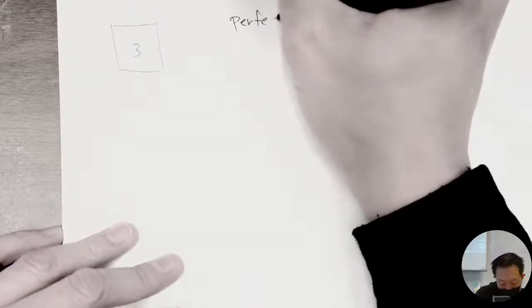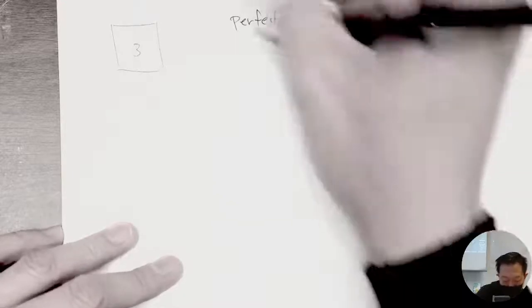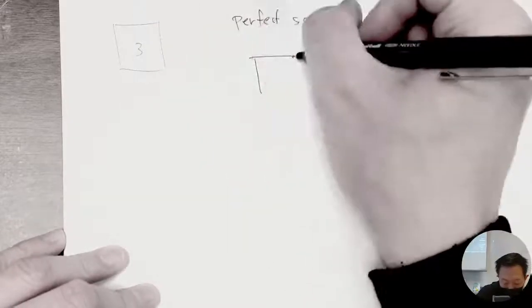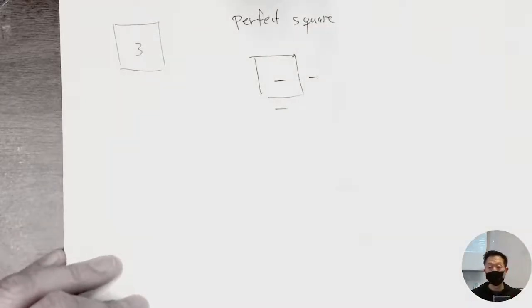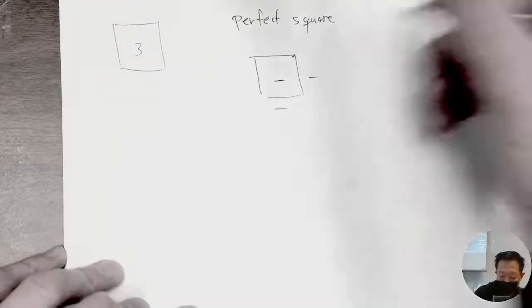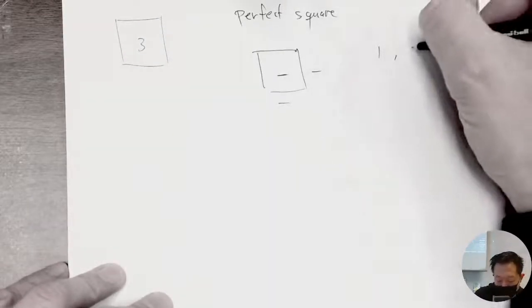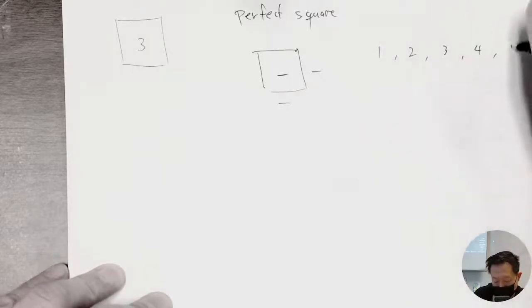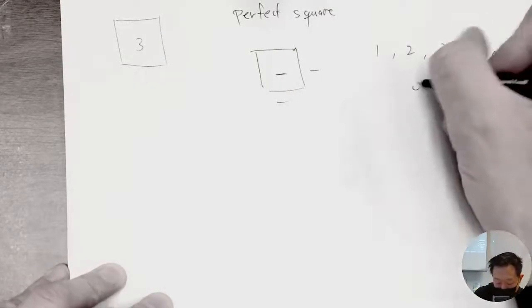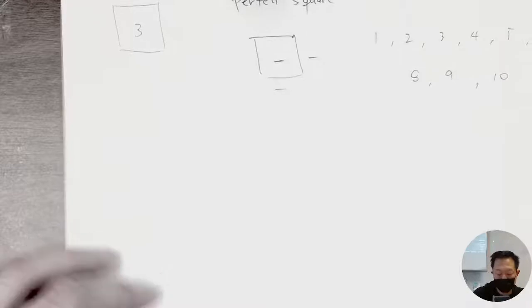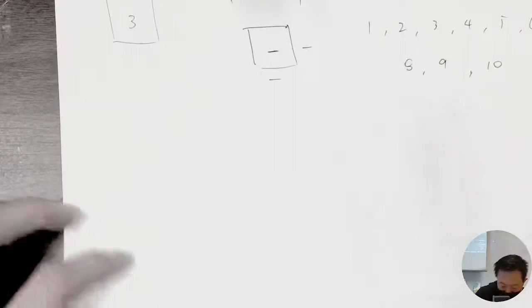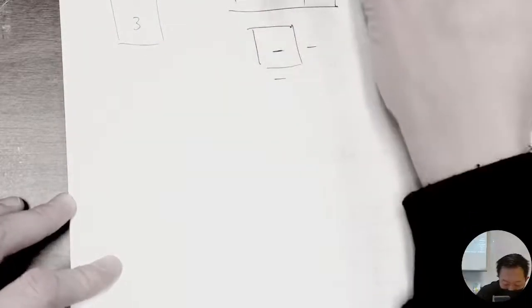So what is a perfect square? A perfect square is a number that equals two integers multiplied by each other. All right, let's count the first 10 numbers: 1, 2, 3, 4, 5, 6, 7, 8, 9, 10. Let's see which ones are perfect squares.